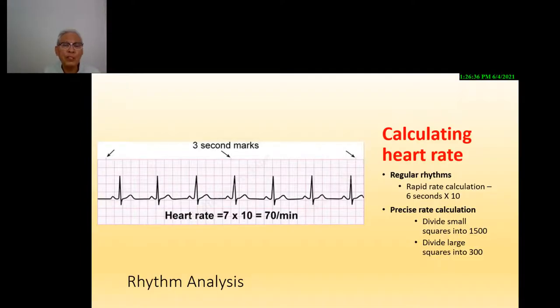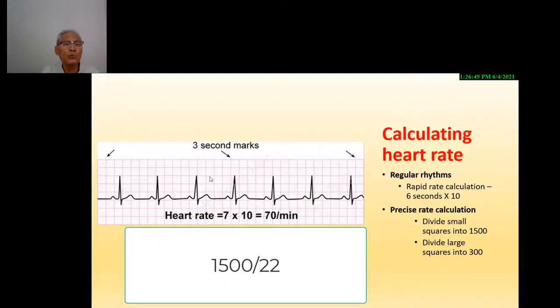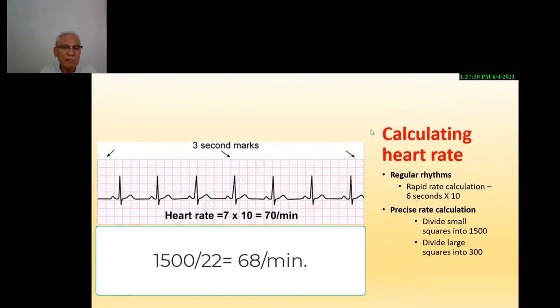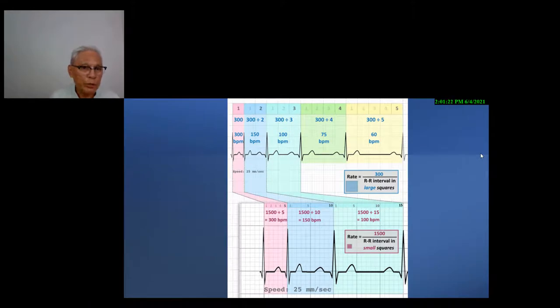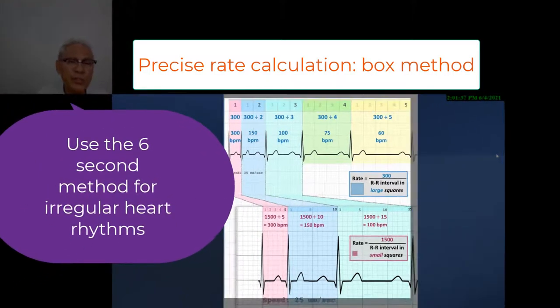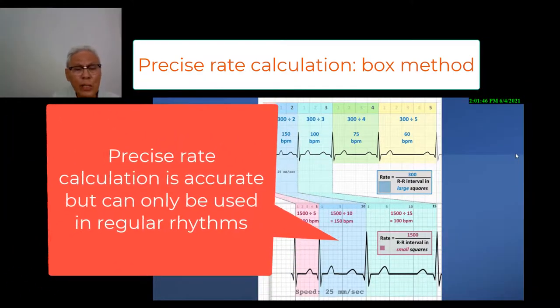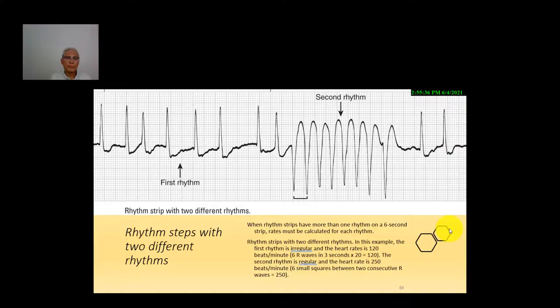So let's take an example. In this particular strip, you notice now that there are 5, 10, 15, 20, around 22 small boxes in that R-to-R interval. 1500 divided by 22 would bring us to the minute heart rate. Our heart rate then would be 68 beats per minute. So we have learned about two methods of calculating heart rate, the 6-second method and the precise calculation method using the small boxes or the big boxes. Only the 6-second method is used to calculate heart rates in irregular rhythms. Precise rate calculation, on the other hand, is accurate but can only be used in rhythms that are regular.